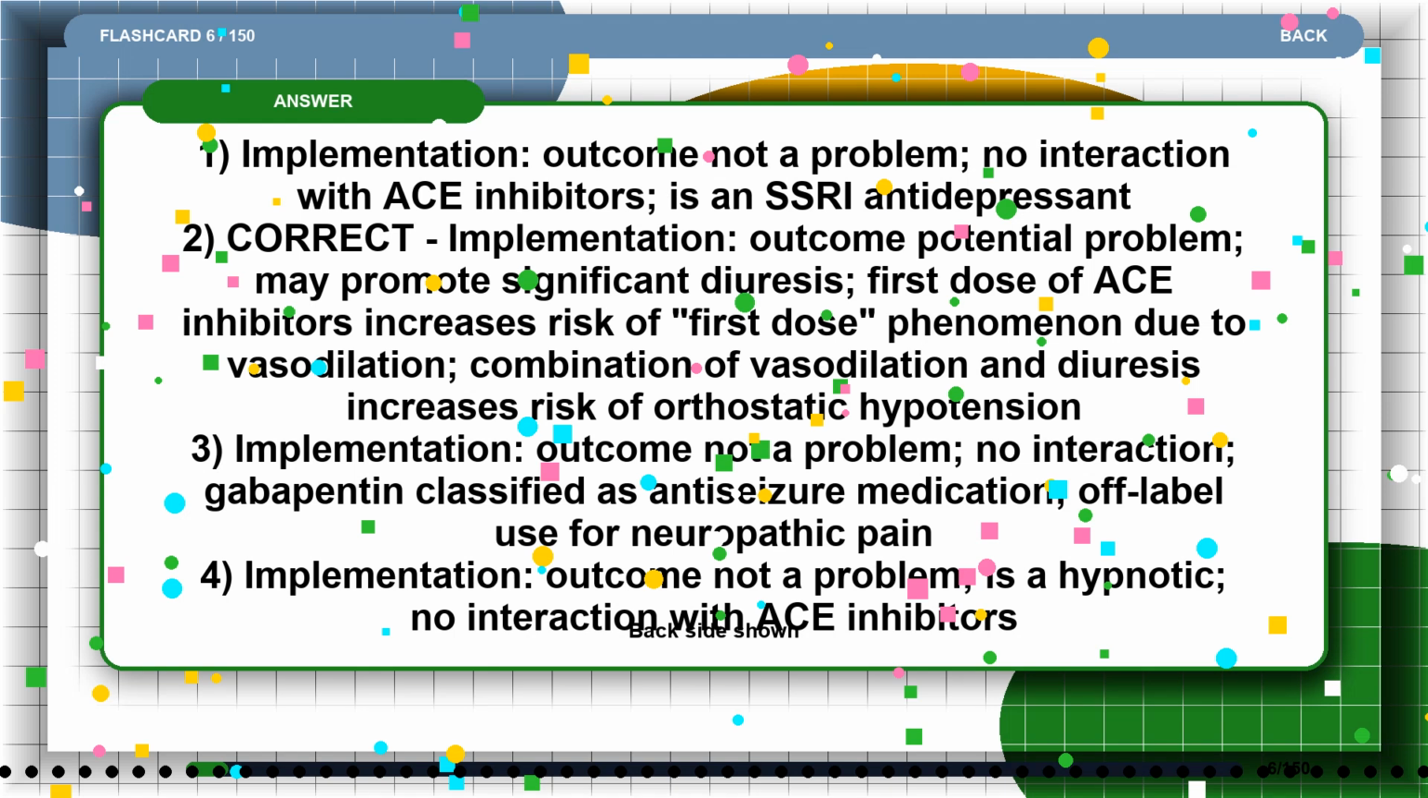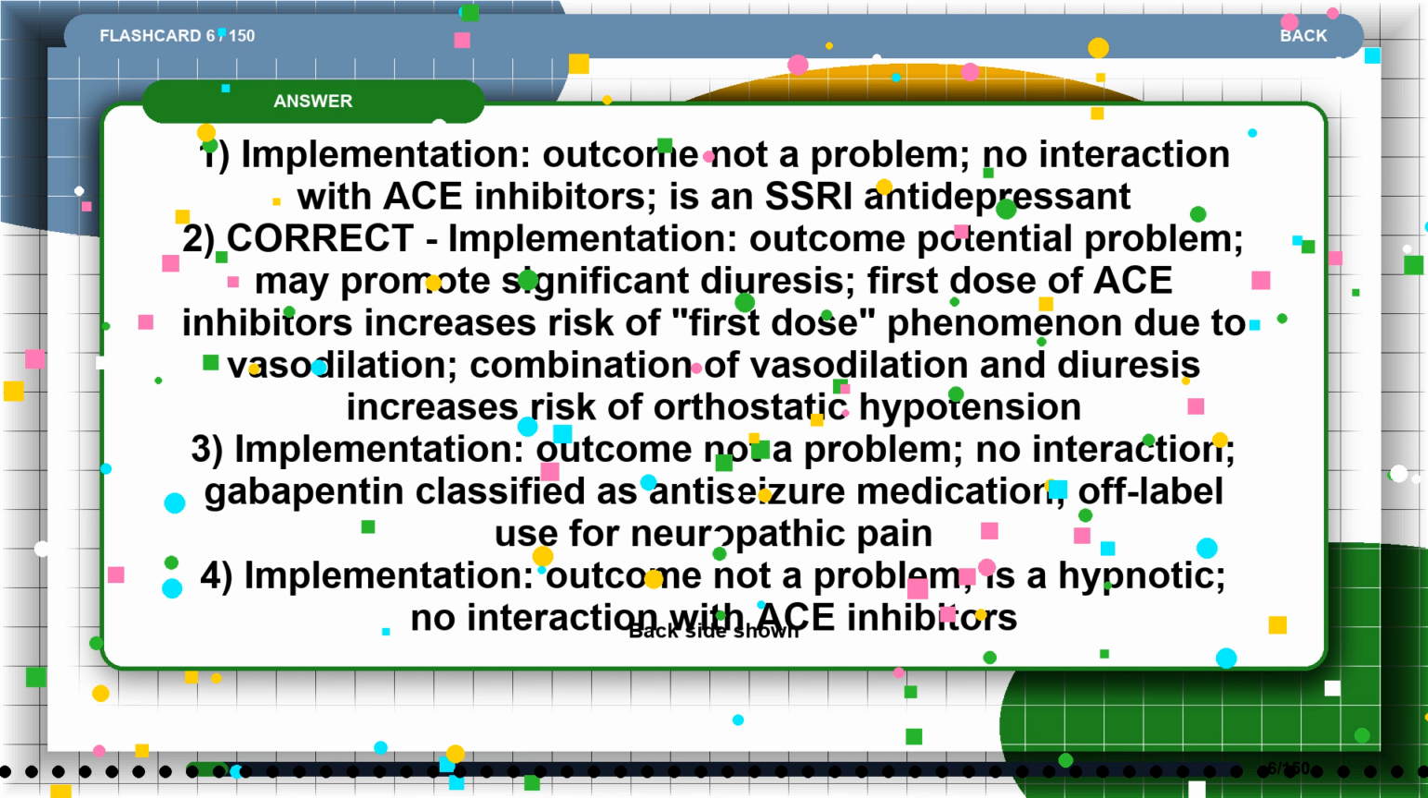The answer is 1. Implementation, outcome not a problem. No interaction with ACE inhibitors is an SRI antidepressant. 2. Correct implementation, outcome potential problem. May promote significant diuresis. First dose of ACE inhibitors increases risk of first dose phenomenon due to vasodilation. Combination of vasodilation and diuresis increases risk of orthostatic hypotension.